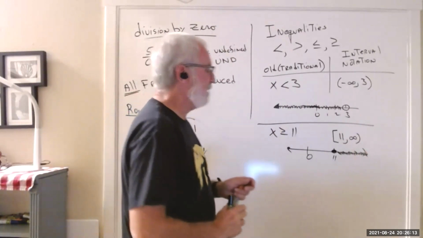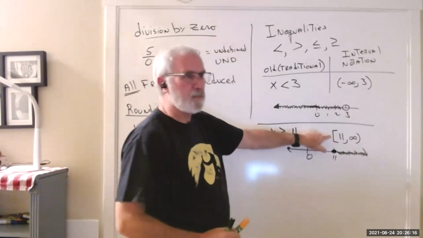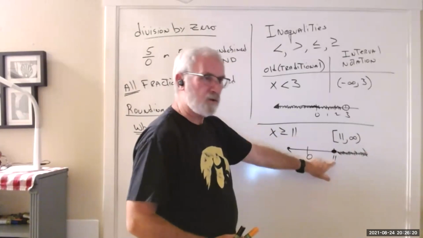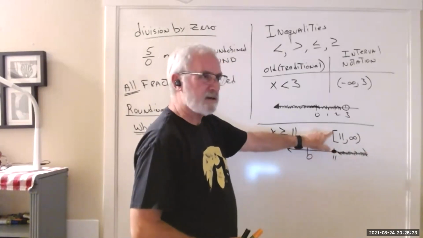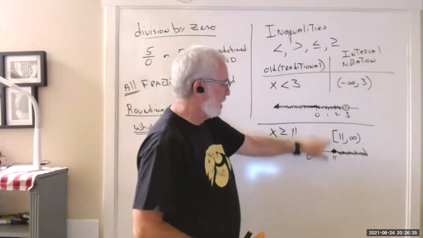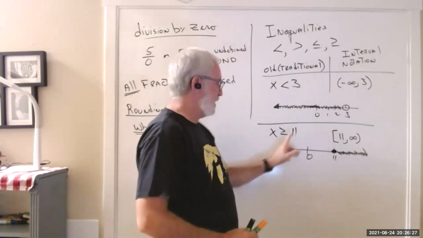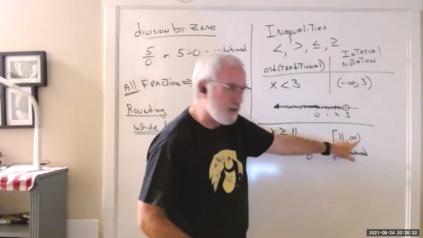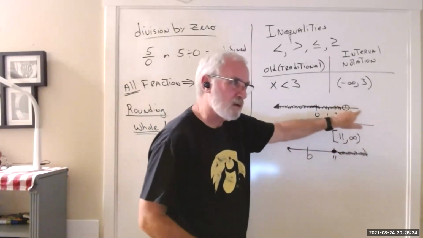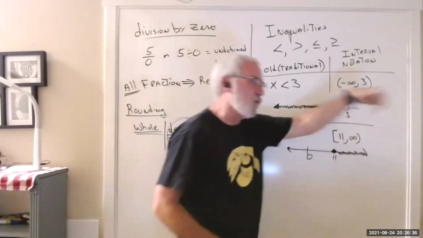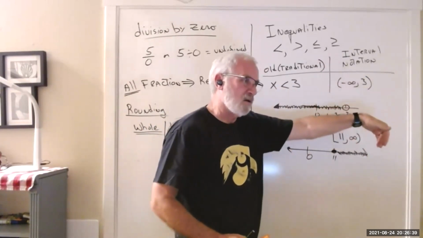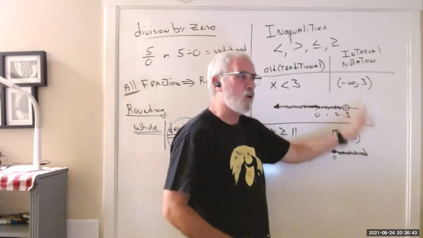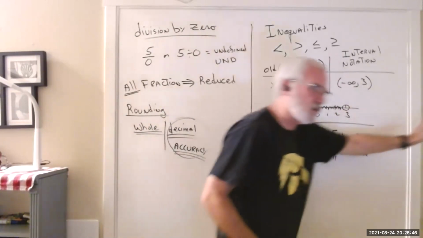Not now. Okay? So, what does the bracket mean? The bracket means we equaled the 11. The bracket in the new notation is the same thing as a solid dot, is the same thing as the equal. Okay? How come the infinity has a parenthesis next to it? Because you can never, ever reach infinity. And you always use the parenthesis next to the number that you can't quite touch. You can't get to it exactly.